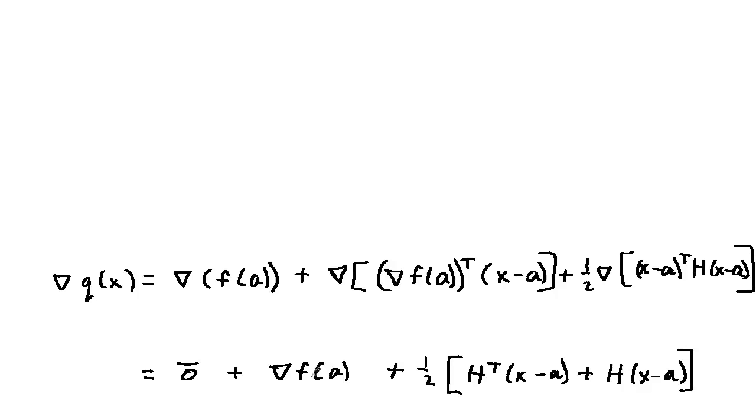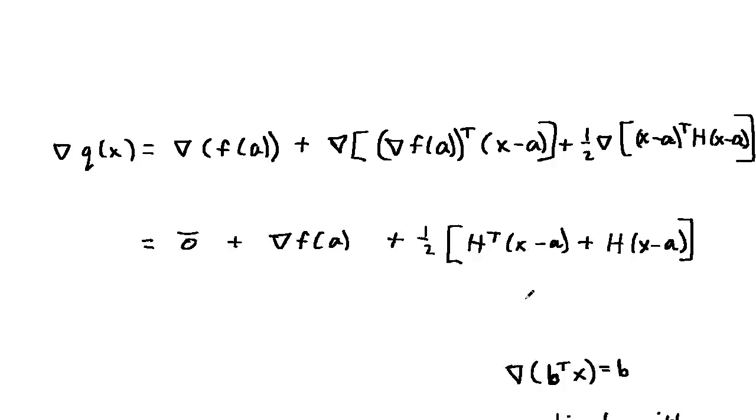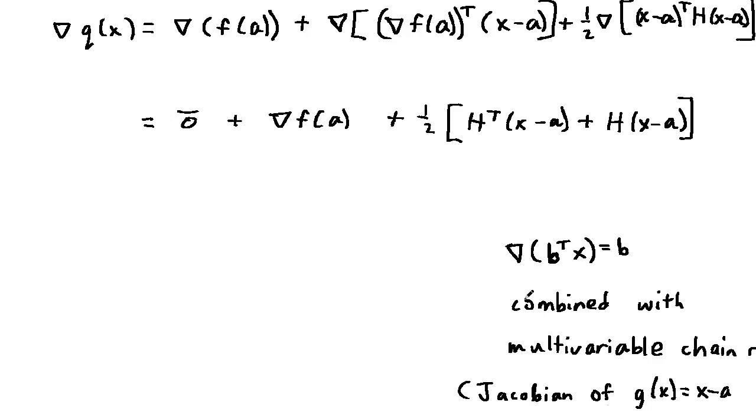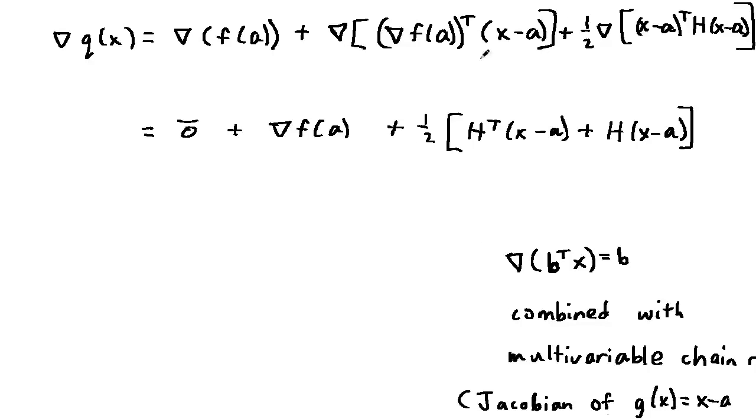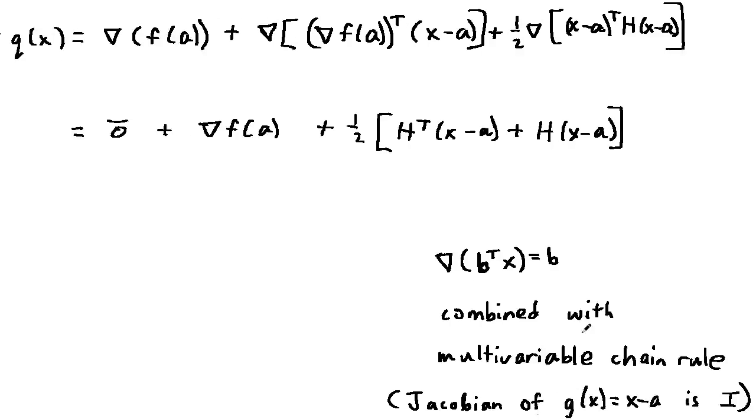Now, why is that? Let's see. Look at this part here. It has the same form as b transpose x, so the gradient of this is just b. That gives us the gradient of f at a. This is a fact: the gradient of b transpose x is b. And we just took that fact and combined it with the multivariable chain rule.